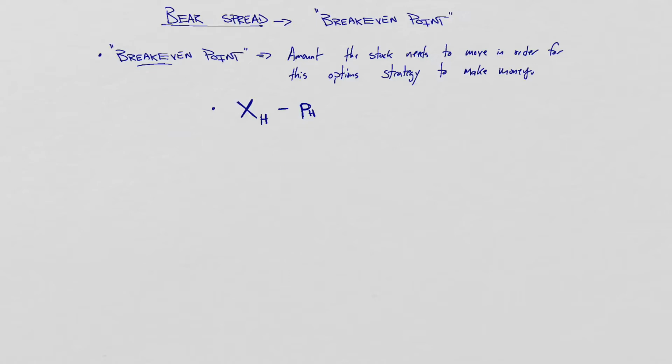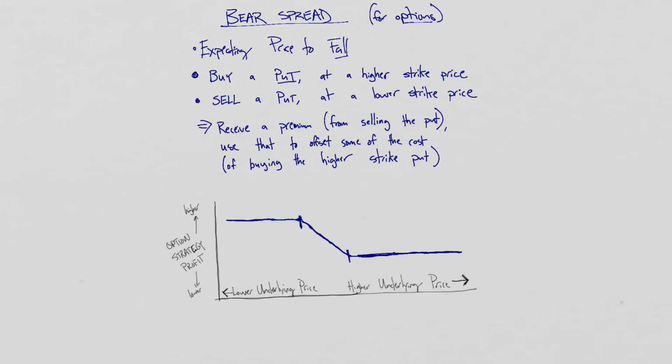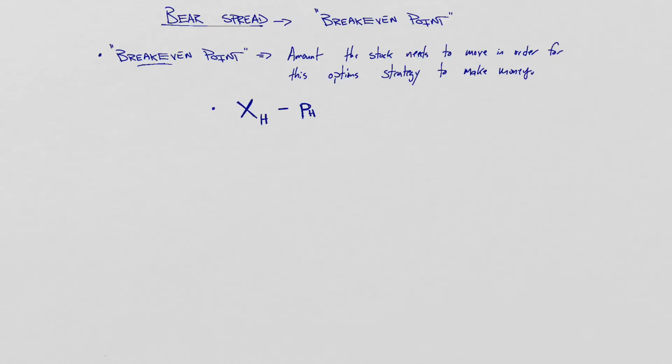But that's just this part of the option strategy for a bear spread. So we also have to consider that we sold a put at a lower strike and earned some money from selling that premium. And so the way that we account for that is to just net out that premium that we earned selling at the lower strike price.